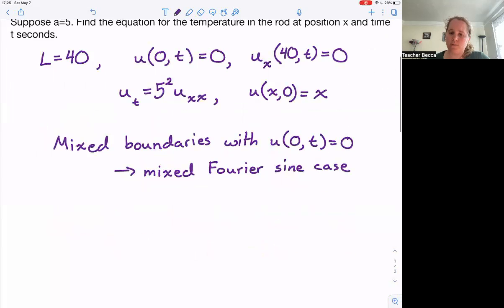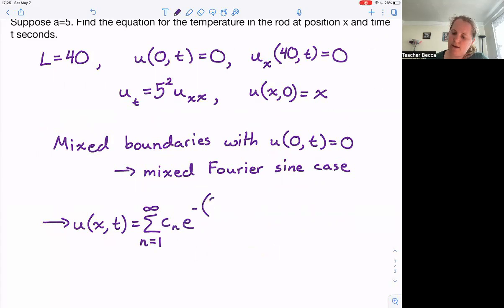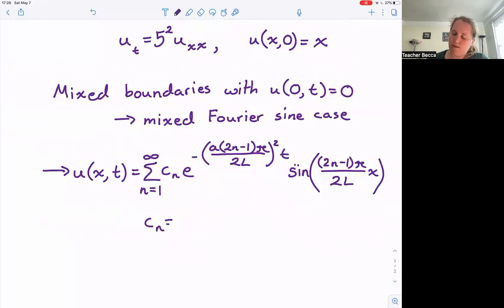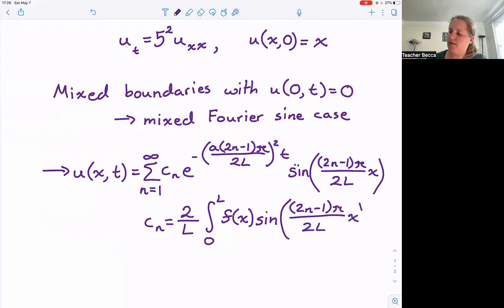So that means that U of X, T is equal to the sum from n equals 1 to infinity of C sub n times e to the negative a times 2n minus 1 times pi over 2L, whole thing squared, times T, times sine of 2n minus 1 pi over 2L x. And then our C sub n is 2 over L times the definite integral from 0 to L of f of x times sine of 2n minus 1 pi over 2L x dx.